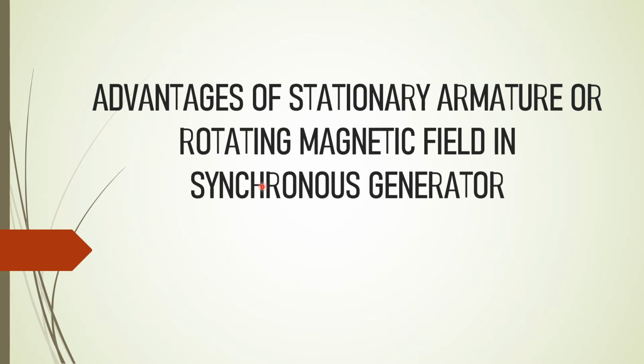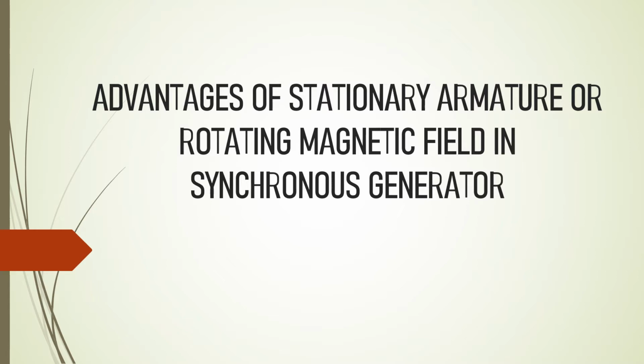Already we have learned the construction and the working principle of synchronous machines, that is, synchronous generators and synchronous motors, in the previous videos. So in this video we will see what are the advantages of using the armature as the stationary part in an alternator, and the magnetic field as the rotating part. We will see what is the major reason behind this, or what are the major advantages of using the armature as stationary.